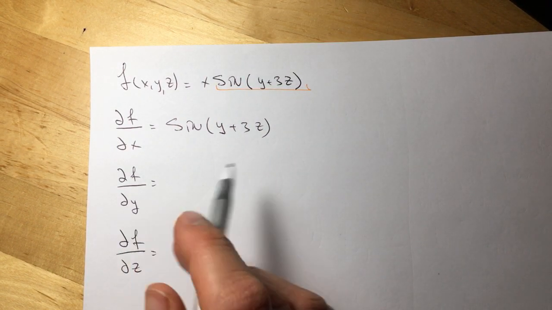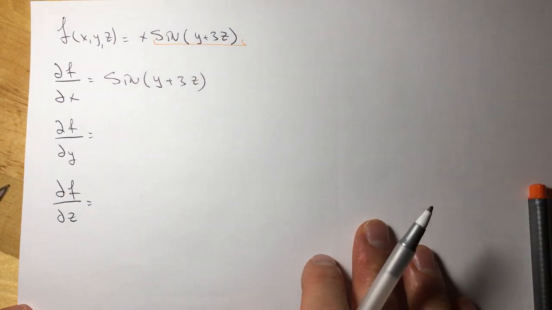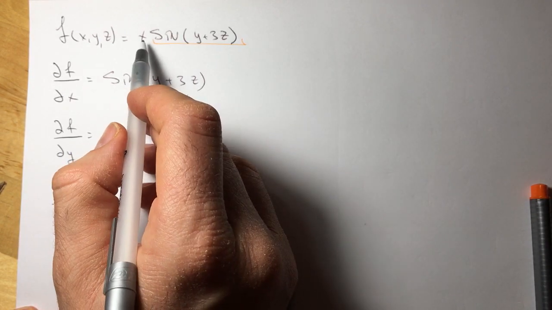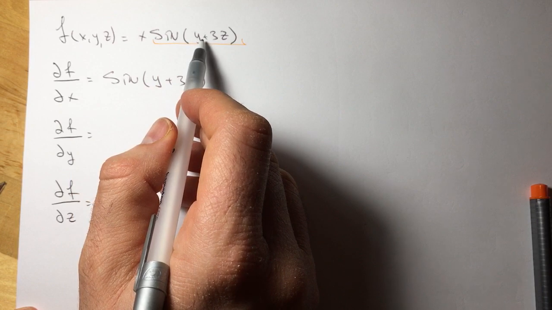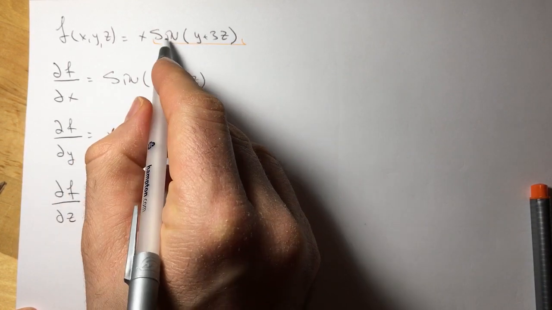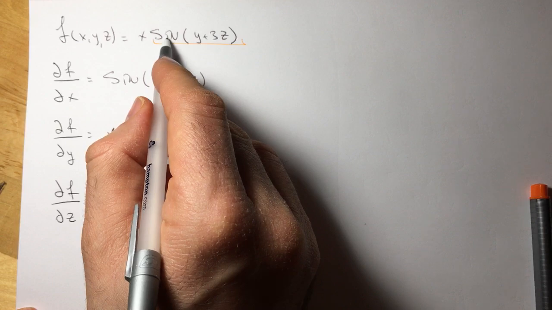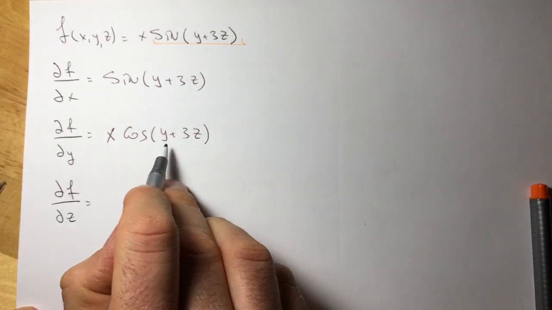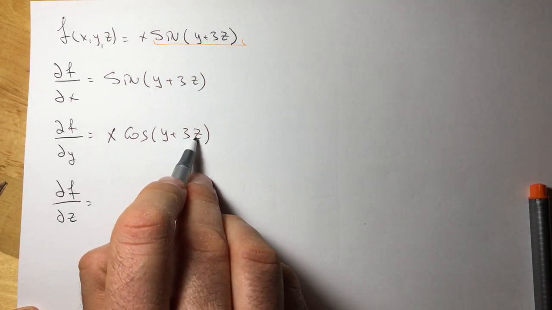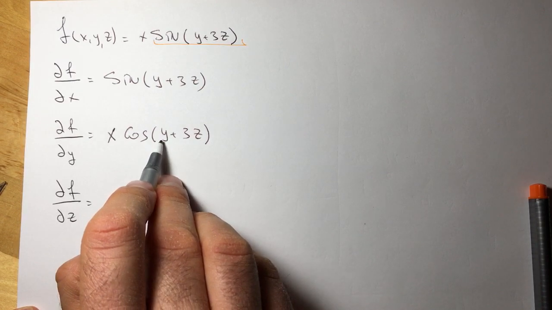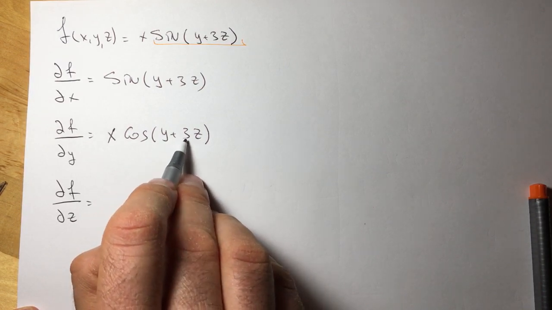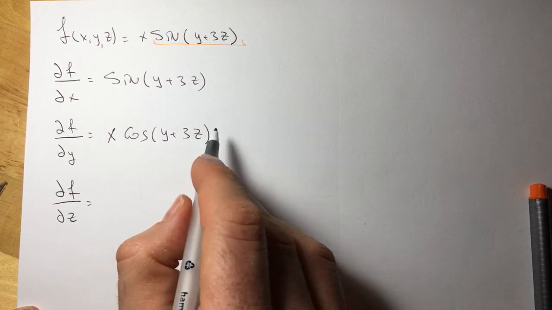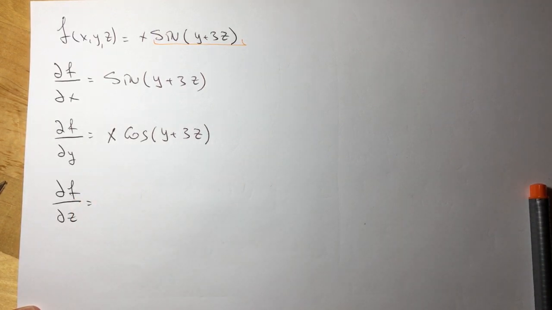Now partial f, partial y. x and z are being treated as constants, so derivative of a constant times sine of some function in terms of y is the constant times the derivative of sine, which is cosine of y plus 3z, times the derivative of y plus 3z with respect to y. That means the derivative of y is 1. The 3z doesn't depend on y, so it's being treated as a constant. The derivative of a constant is 0. So times 1, or just this expression right here.